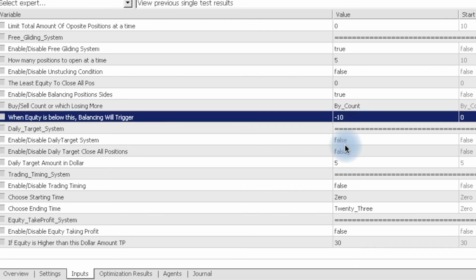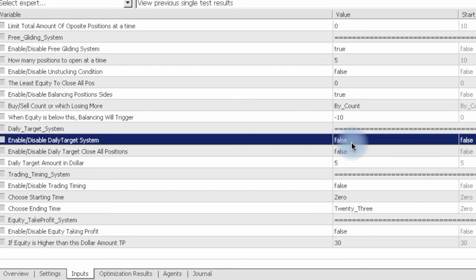Next system, which is the daily target. This system was actually requested by one of my clients, one of my best clients.